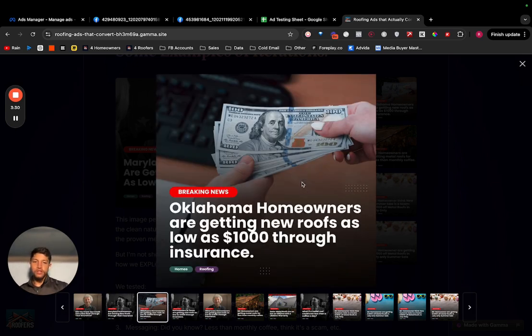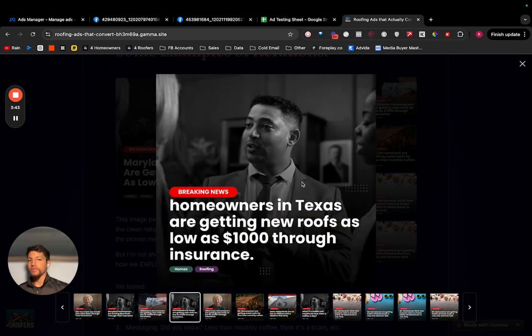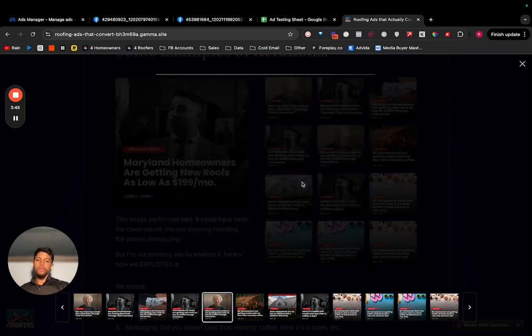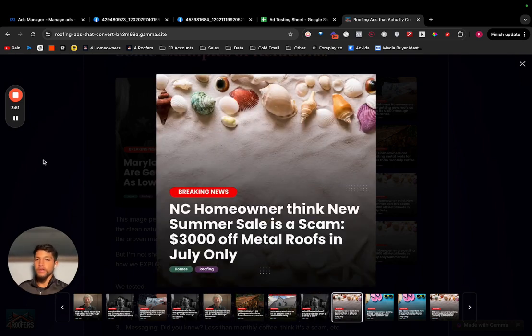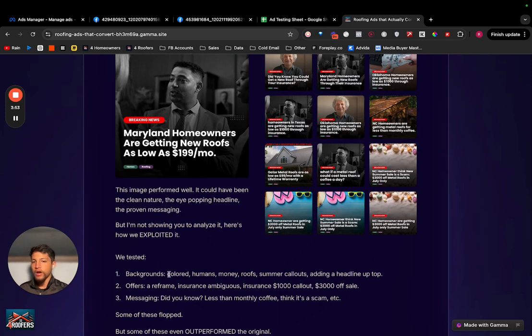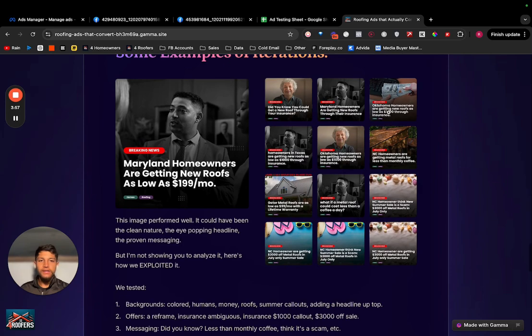And then here's an insurance-based one with $1,000, calling out the deductible. And we obviously paired this with primary text to explain, hey, you can get this through your deductible. And here's a different background as well. So we tested color, and here are some different examples of that, using a roof as the background. So as you can see, we tried colored, humans, money, roof, summer callouts, adding a headline to the top like this one.